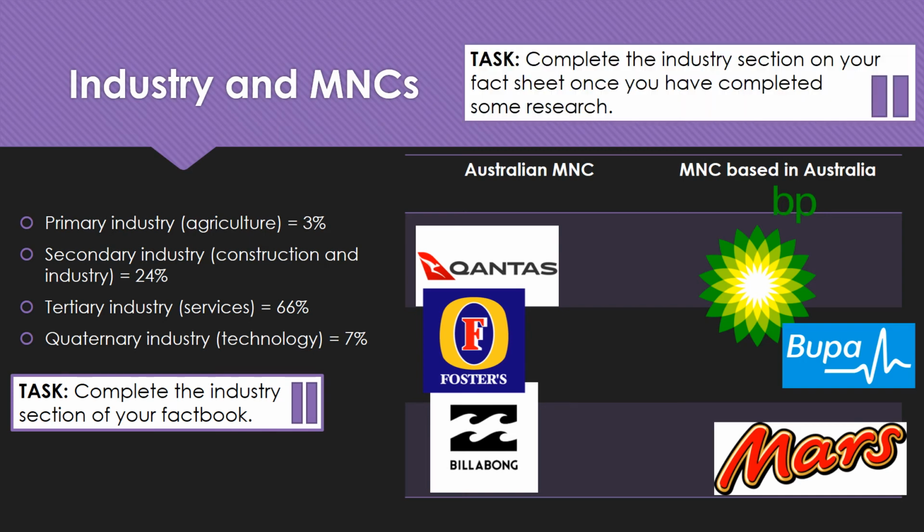So using some of these ideas, you can also do some extra research to find out other Australian multinationals or multinationals that have bases in Australia to fill in that section of your fact book.